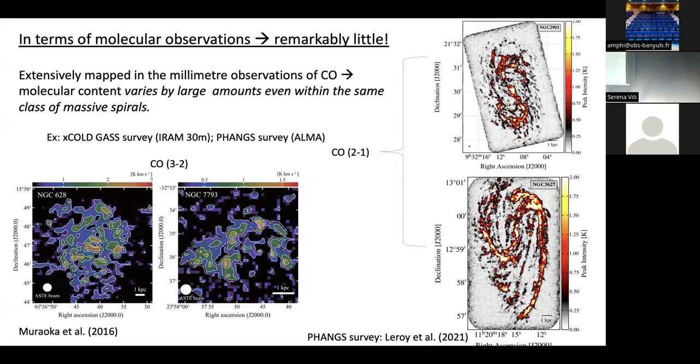And I guess the message here is that when we analyze CO, we realize that it can vary by large amounts even within the same class of galaxies, okay? So in other words, the question to you is, can we really use our Milky Way as a proxy for all the spiral galaxies? And the answer really is no. We should really continue to observe normal boring galaxies if we want to understand star formation in the universe and not just in our own galaxy.